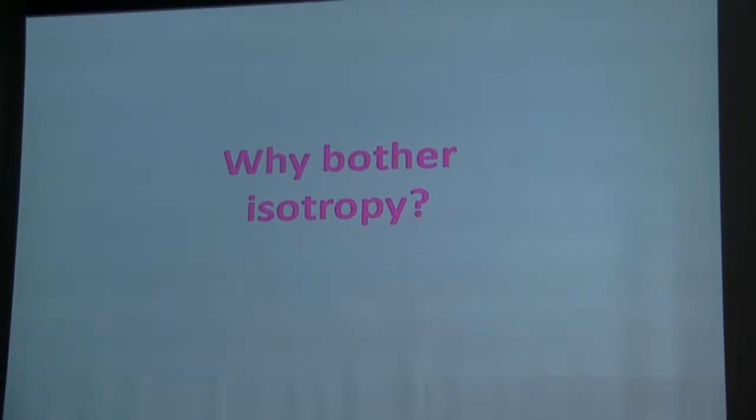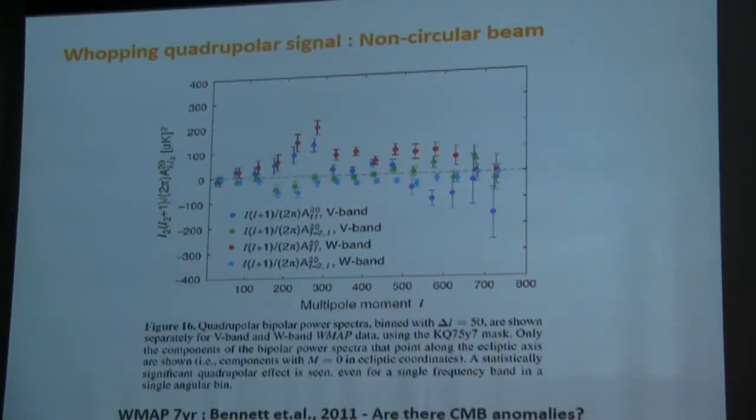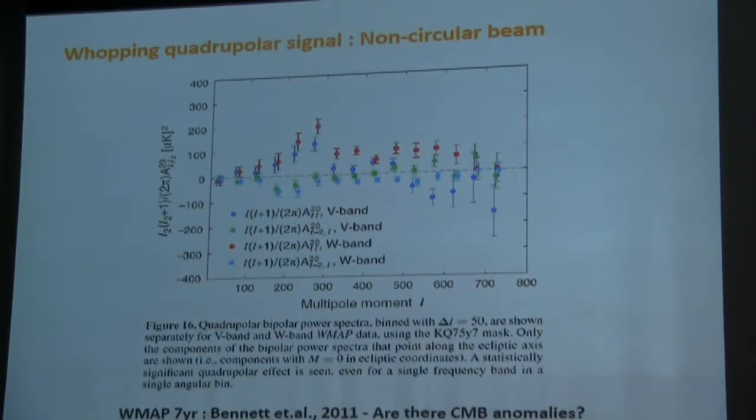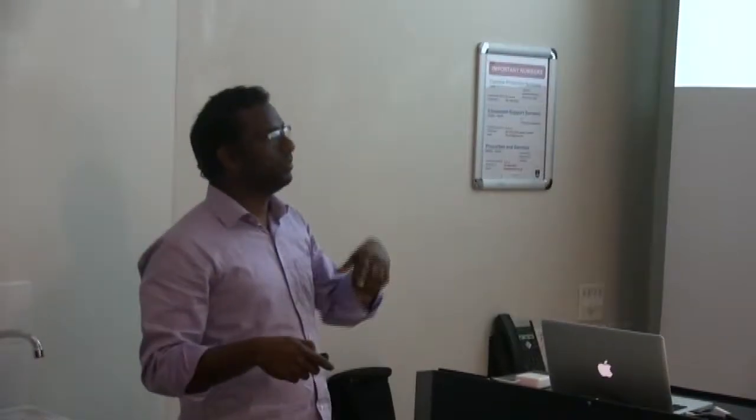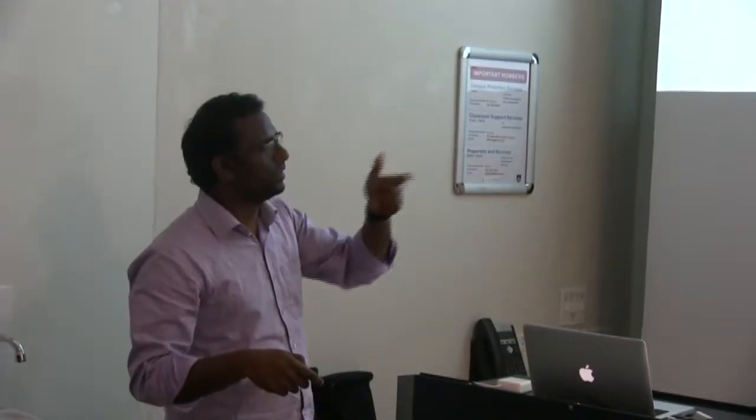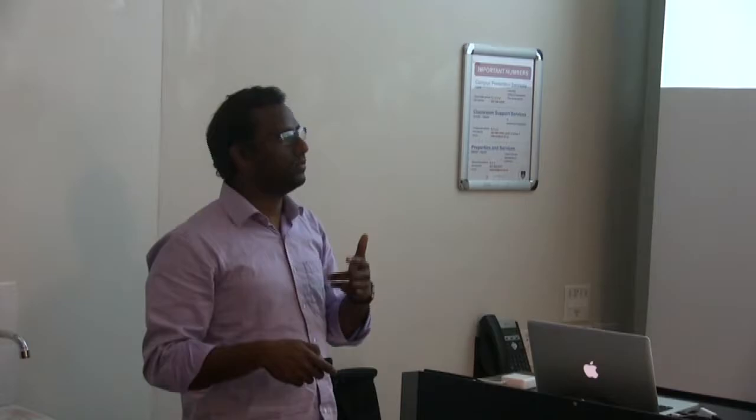So why bother about isotropy? It's not some theoretical exercise that we would like to do. This is one instance of isotropy violation that was seen in WMAP because of the scanning strategy, the beam coupled with the scanning strategy of the satellite. There was a whopping 3 sigma level of discrepancy, as I showed, which is quadrupolar in nature. But eventually it was found that it is because of the scanning strategy coupled with the beam of the satellite.